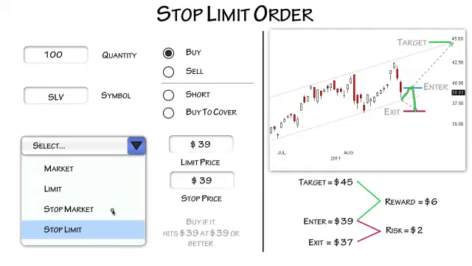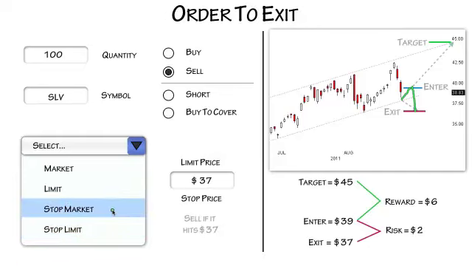So look, stop limit to get in, stop market to get out. Remember that, stop limit to get in, stop market to get out. At least that's the way I like to do it. I've walked you through the logic and how it works. Okay, so this is how we do it.